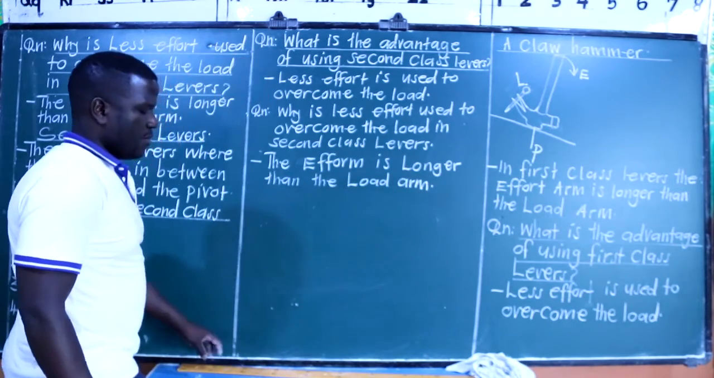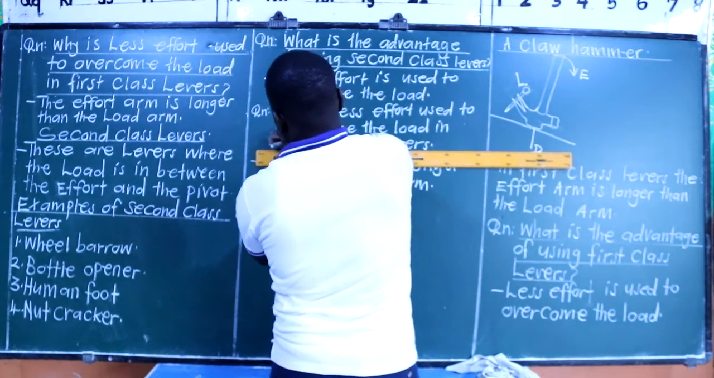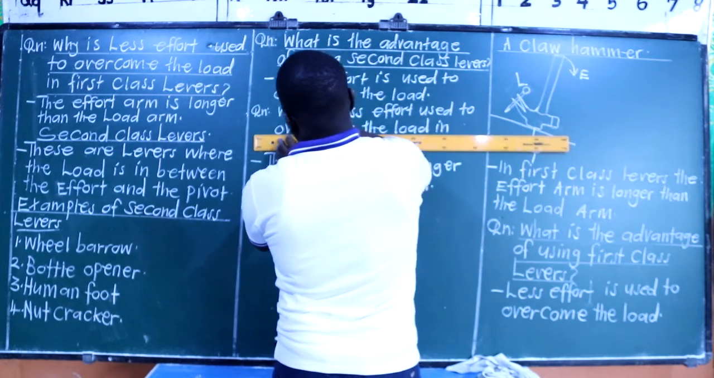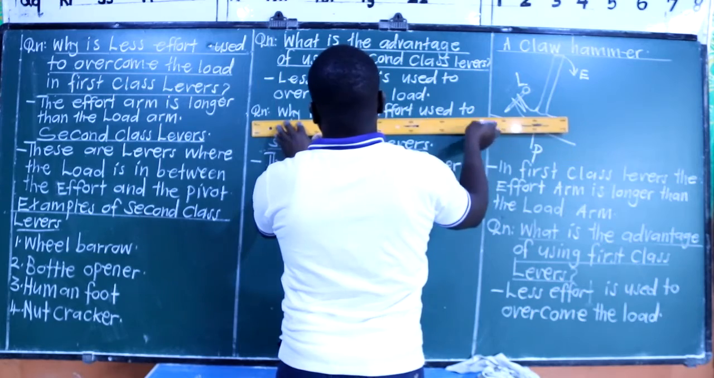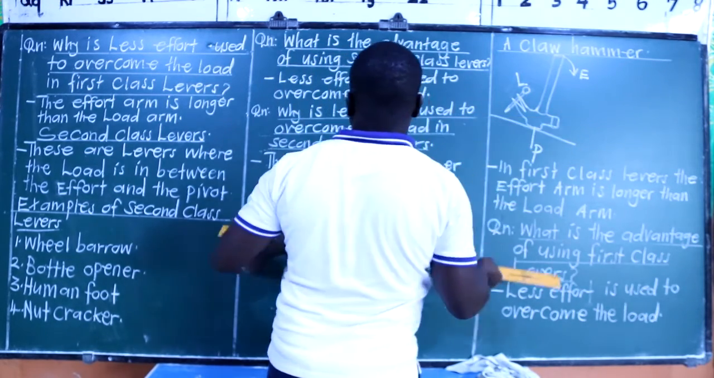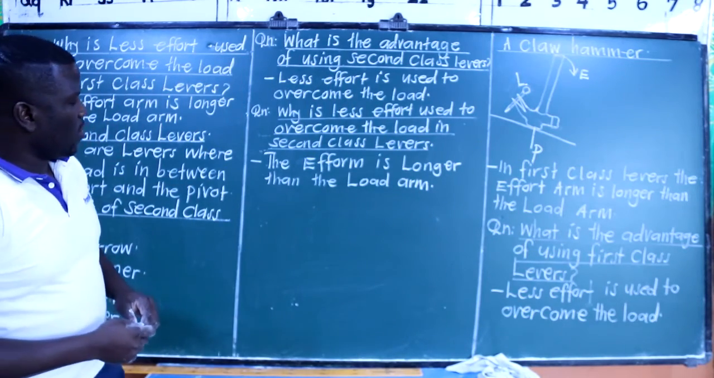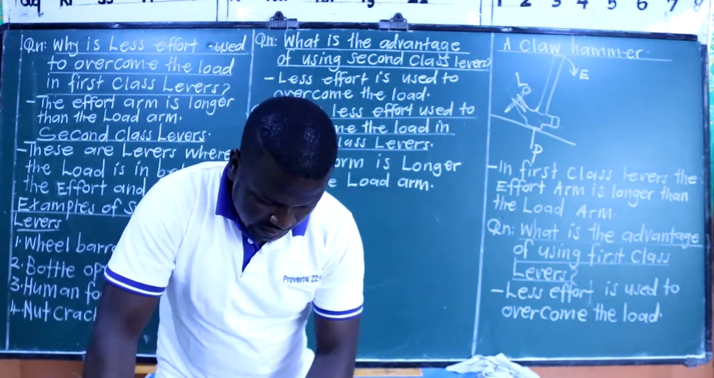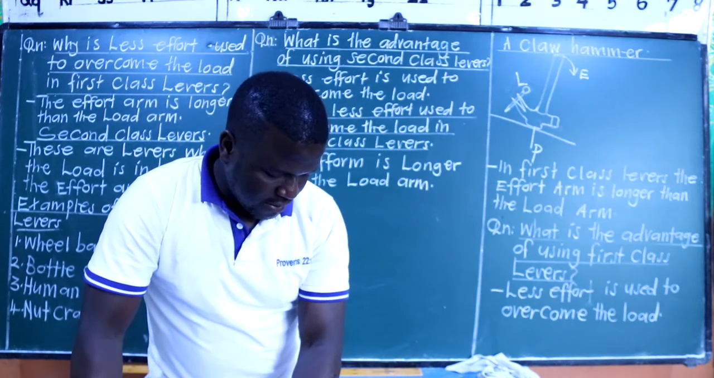The effort arm is longer than the load arm. That's why less effort is used to overcome the load in second-class levers. As simple as that. The effort arm is longer than the load arm. That's why less effort is used to overcome the load.